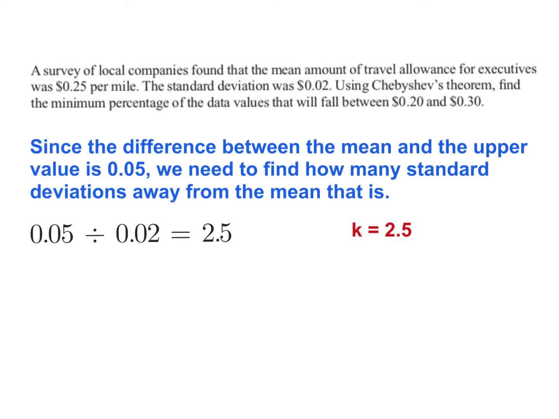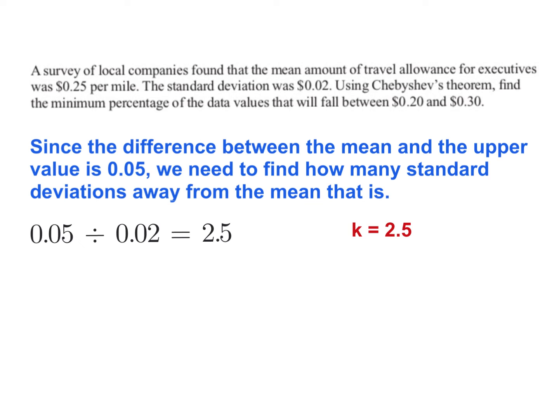That means K equals 2.5, which means that 30 cents is 2.5 standard deviations above the mean, because 5 cents is 2.5 standard deviations. Now, I could have checked it the other way too. It also means that 20 cents is 2.5 standard deviations below the mean.